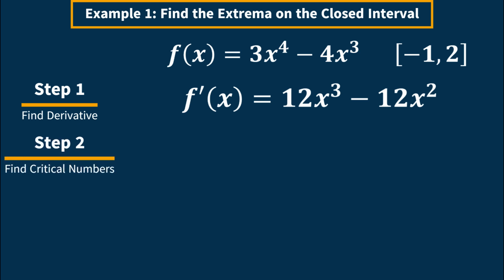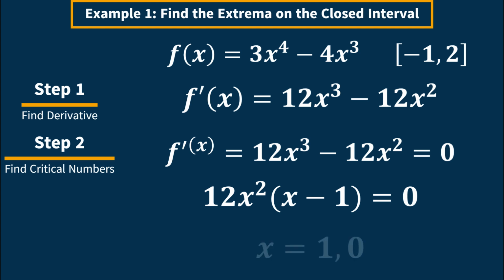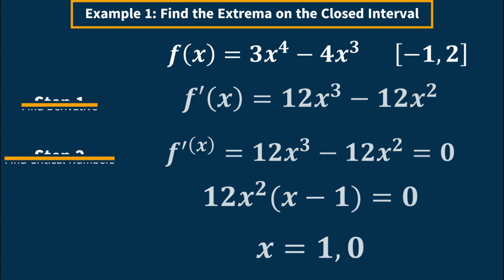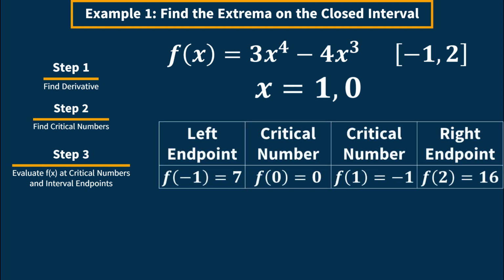Step 2 is to find the critical numbers. This is done by setting the equation equal to 0 and solving for our x terms. We can see here we can factor 12x squared from our equation. After factoring, we can see that x is equal to 0 and x is equal to 1. After finding our critical numbers, we want to evaluate f of x at our endpoints from the interval and our critical numbers. This table represents those values.